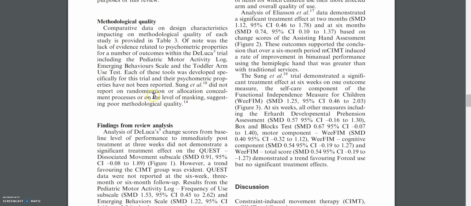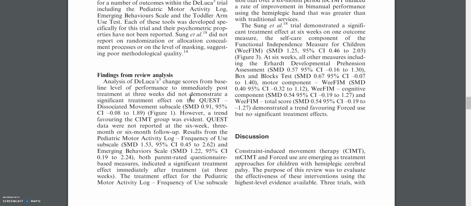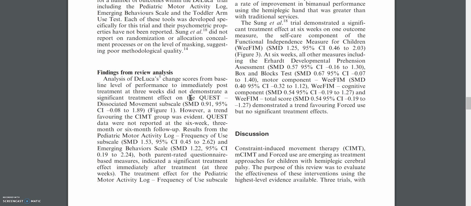The Sung et al. study did not report on randomization or allocation, so it didn't confirm if there was randomization, allocation concealment processes, or the level of masking, suggesting poor methodology quality. All these things they found were not valid. I shouldn't say valid, but of poor quality, essentially, just like they said. These are all things we would look for within the study. So they're pointing out that it didn't have good methodology quality.